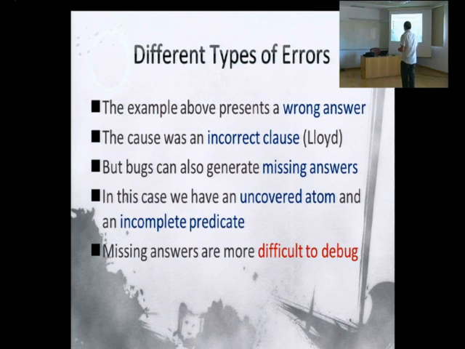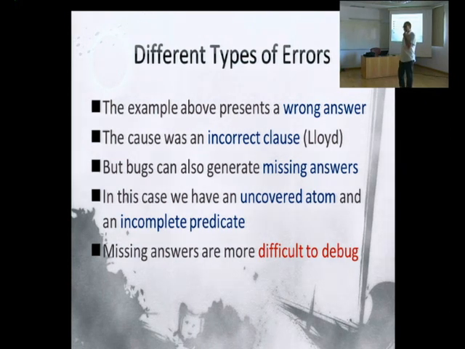Well, we must also talk about different types of errors in declarative debugging. The example of Tweety we have seen was an example of wrong answer. We got something that we didn't expect. But there are other errors. We can also talk about missing answers. A missing answer is when I get all the answers and I miss one. There is one that was not produced by the program. This is also an error.